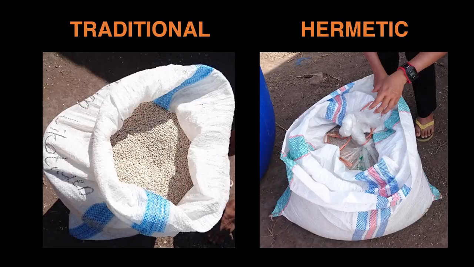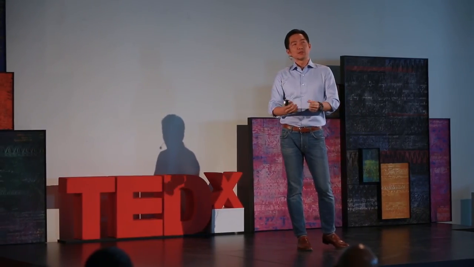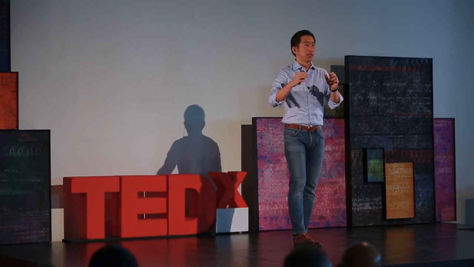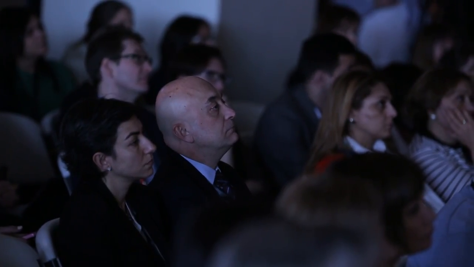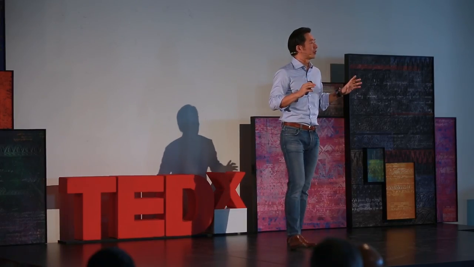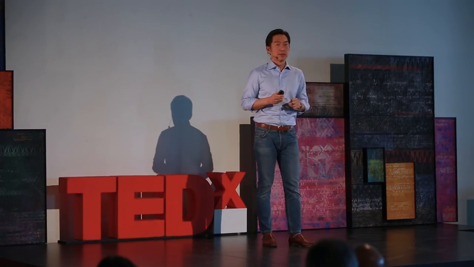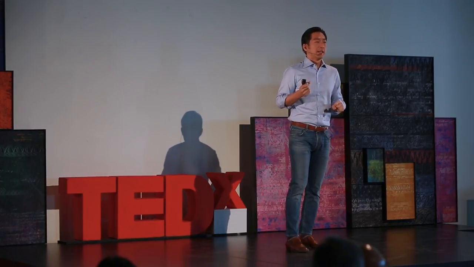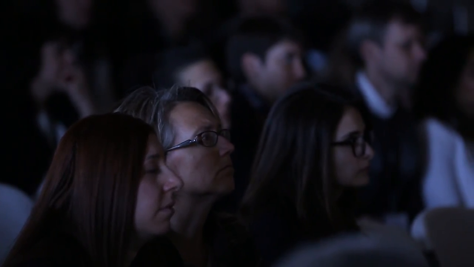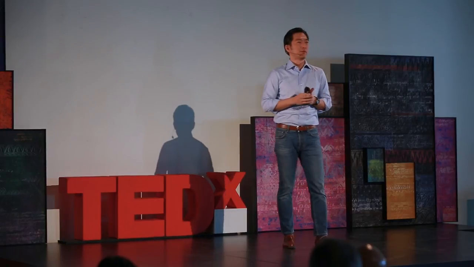So we did this experiment. We had one bag of sorghum in a traditional bag, and the other used the hermetic bag inside the traditional bag, so it's doubly sealed. Each contained 25 kilograms of sorghum grain, and we put them side by side for 3 months. Literally, we went back every month and took three scoops out of each, spread it out, and literally counted the number of weevils by hand.